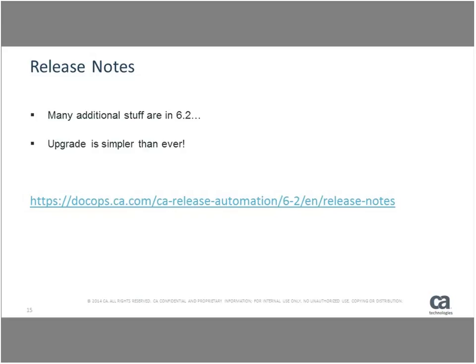And in order to achieve that, we make sure that the upgrade is as simple as possible. So in 6.2, I can tell you that the upgrade is simpler than ever, simply because even if you're using Release Automation 5.5, for example, you can use the same agents. We have full backward compatibility with agents of Release Automation 5.5. You do not need to upgrade those agents, only the execution servers and the management server.